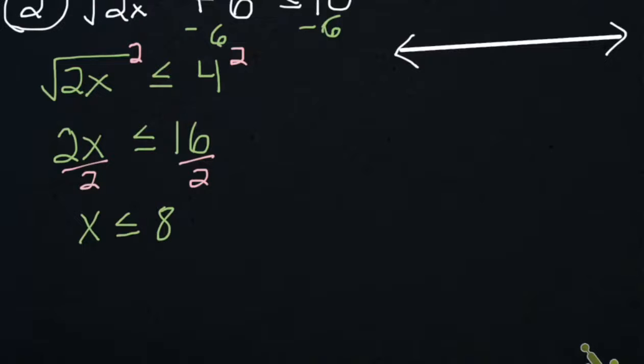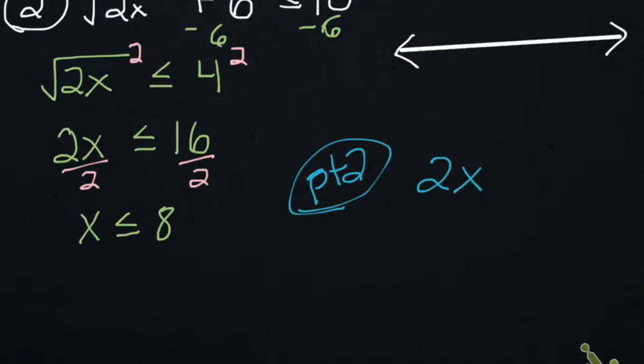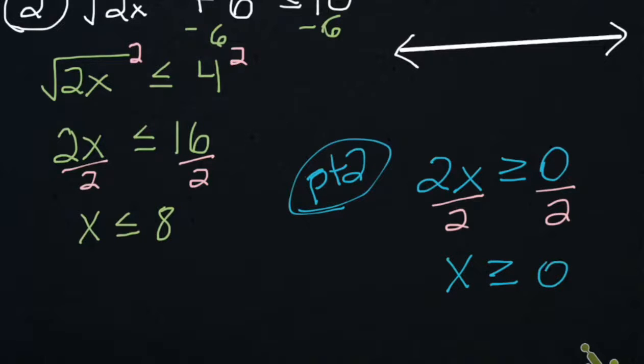Now let's do part 2. Remember, for part 2, we set the inside, 2x, greater than or equal to 0. Because it's a square root, it cannot be negative for our graph. If it were a cube root, we wouldn't have to do this part because those can be negative. For the square root, we have to do greater than or equal to 0. Well, this is relatively easy. We simply divide both sides by 2, and we get x is greater than or equal to 0.